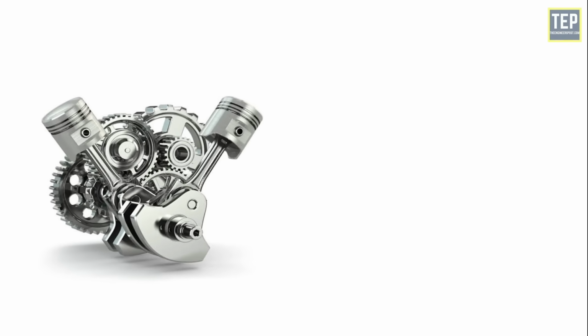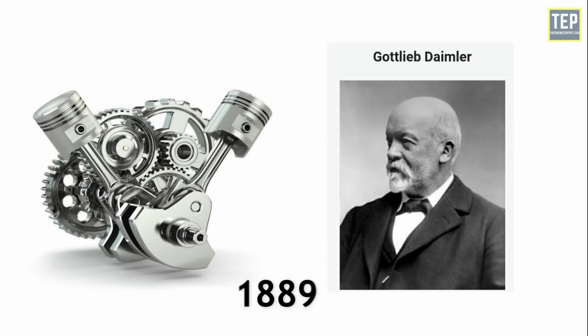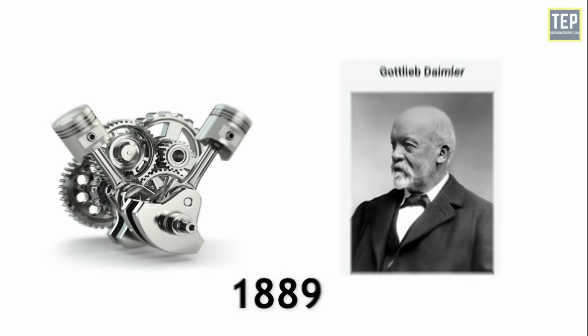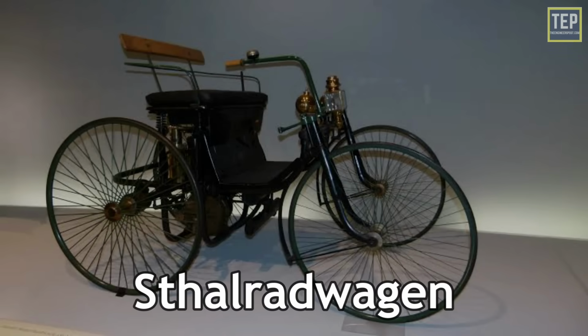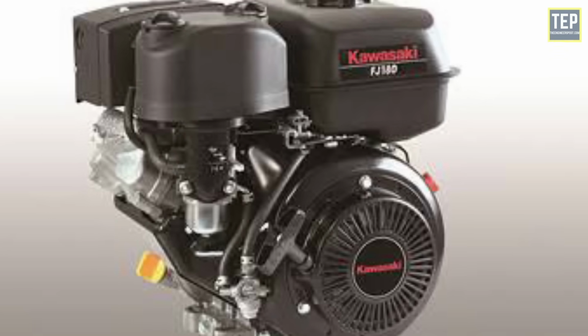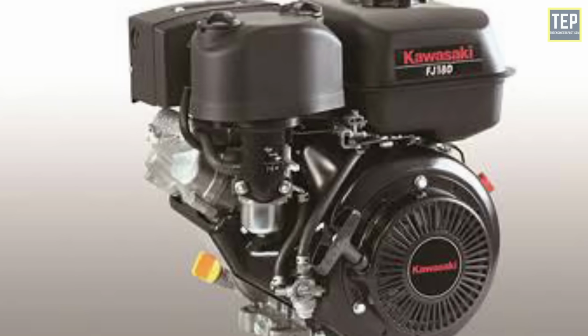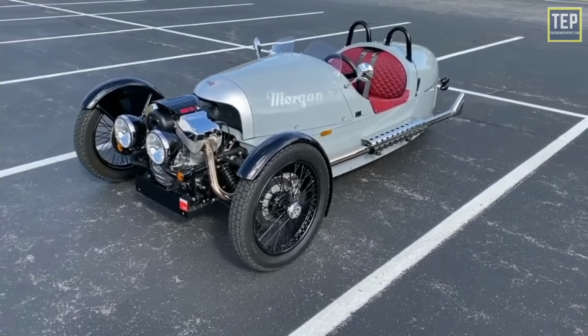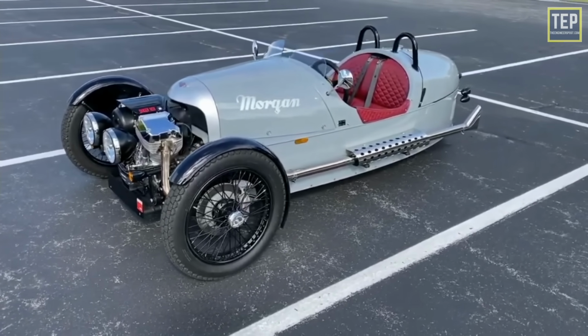One of the first V-twin engines was built by Gottlieb Daimler in 1889, and it was used in the Stahlradwagen, a steel-wheeled car. V-twin engines have also been used for industrial engines and in several small cars, and the 2018 Morgan three-wheeler used the V-twin engine.